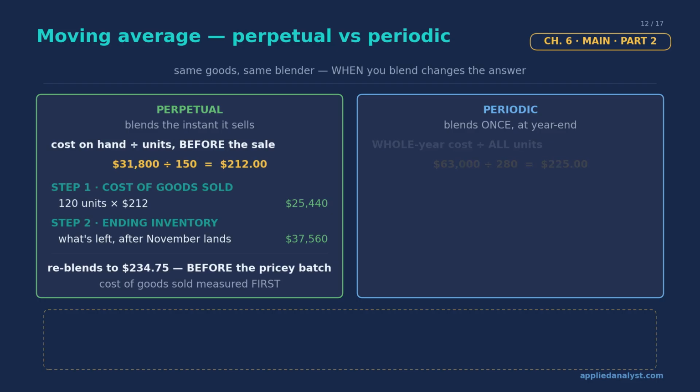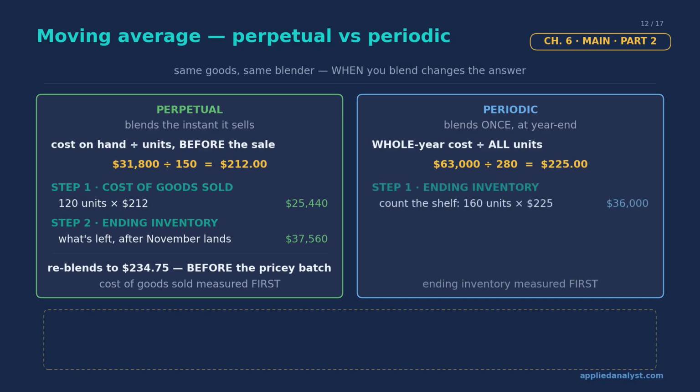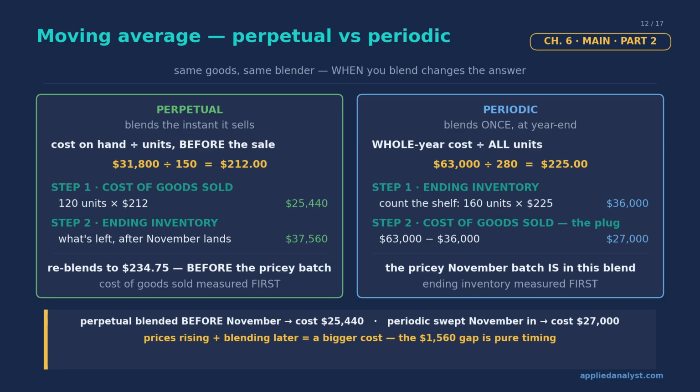Now the right side, periodic, and the order flips. Periodic never tracks the sale, so it cannot start with cost of goods sold. Step 1 is ending inventory, from a physical count. At year-end, you walk the shelf and count 160 units, then value them at the whole year's average, 63,000 taken over 280 units. That's $225 flat, so ending inventory is 36,000. Only then comes step 2, cost of goods sold. As a plug, 63,000 minus the 36,000, which leaves 27,000.